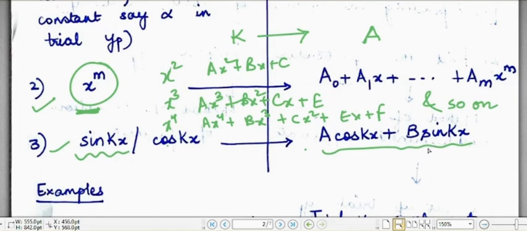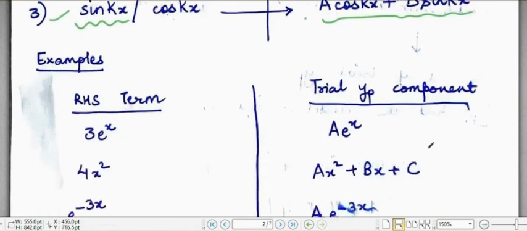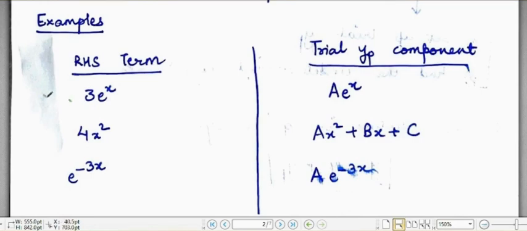So let me demonstrate some of the examples. For example, the right hand side term is 3e to power x. Suppose it's 3e to power x, your right hand side. Left hand side is some equation, y double dash plus something something equal to the right hand side, 3e to power x. Now since it's e to power x and this constant is there, you'll just take a e to power x as your trial YP component.